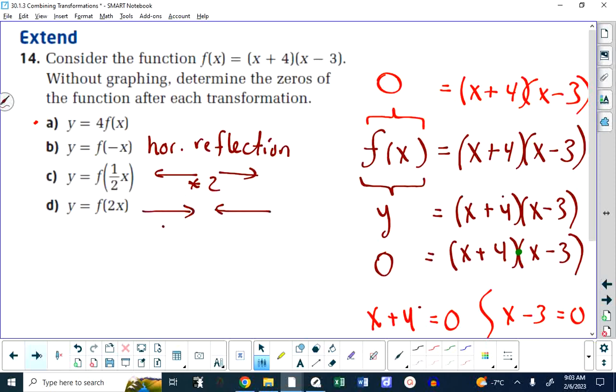for D, that's a horizontal stretch by a factor of 1/2, which means, everybody, that every x-coordinate is going to be cut in half. That's literally what the stretch factor does. It multiplies by the coordinate. And if it's a horizontal stretch factor, it multiplies by the x-coordinate, which is what we're talking about here. So that x-intercept at negative 4 is now going to be at negative 2. And that x-intercept at positive 3 is now going to be at positive 3 over 2, or 1.5. Have I answered your question?